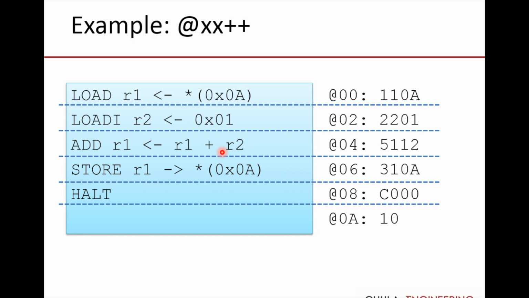The next instruction is to add those two numbers together. So you add 10 and 01 together, which results in the value 11, and the result will be stored into R1. Then we will store the value in R1, the result of the addition, back to the memory address 0A. This means after this instruction, the value of the memory at address 0A will be changed from 10 to 11. And then we halt the execution. This is a simple sample program.